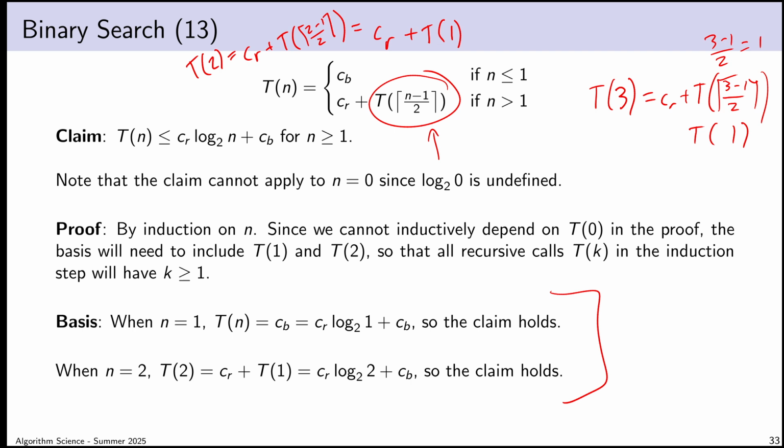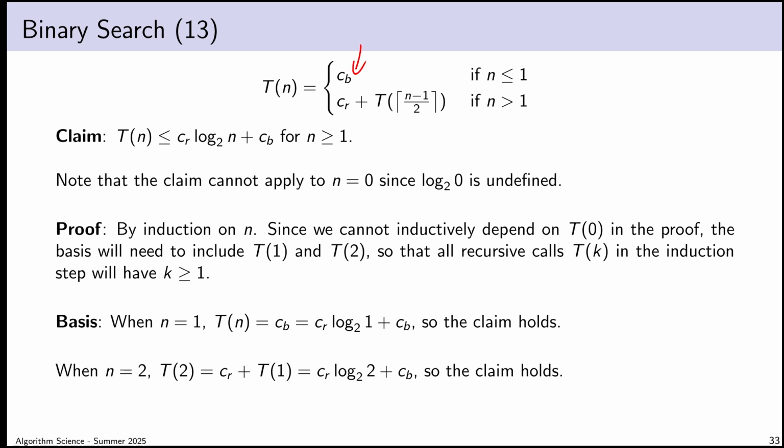But to play it safe, we'll just put both n equals 1 and n equals 2 in our bases, just to leave this, so we don't have to worry about it anymore. Okay, when n equals 1, T of n equals CB by itself, because that is the base case written into the recurrence. And log base 2 of 1 is 0. So of course I can always add this term gratuitously. And so the claim holds because CB actually equals CR times log base 2 of 1 plus CB, since that ends up being 0. Okay, so the claim holds for 1.